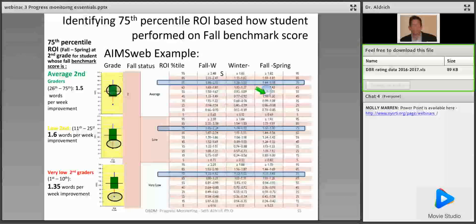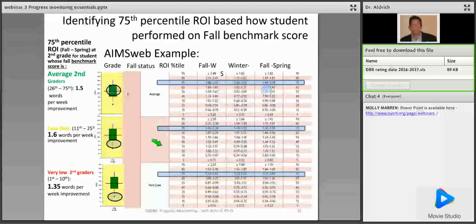And again, this would be for any grade level or many measures, whether it's math, whether it's early literacy, whether it's reading connected text. And then we have 75th percentile growth. We might set a goal of 1.5. It's in this band here. So average second graders, 75th percentile, might be 1.5.